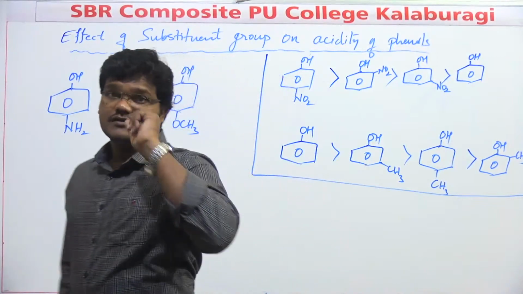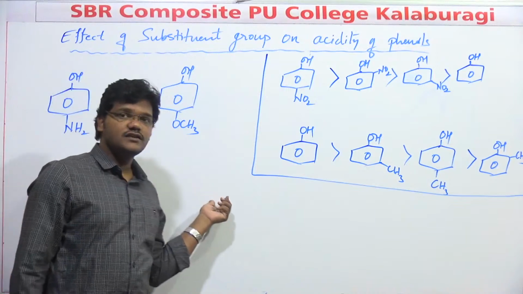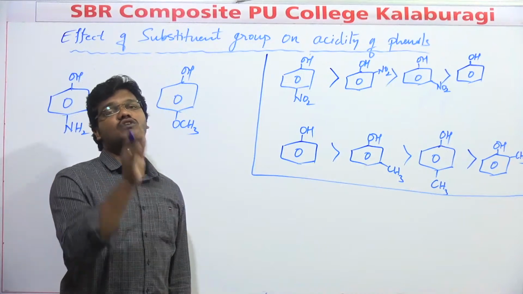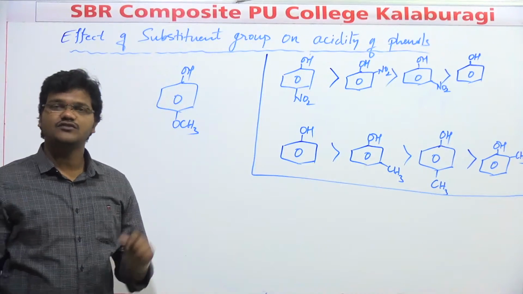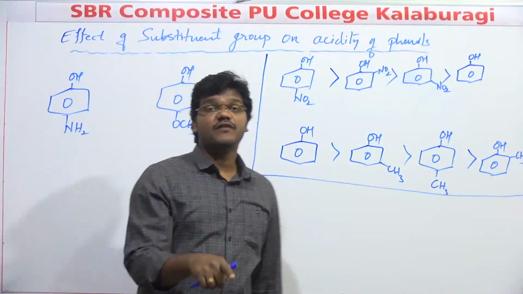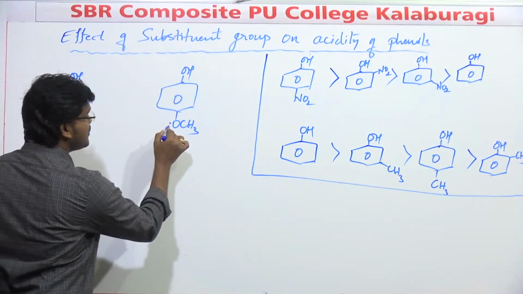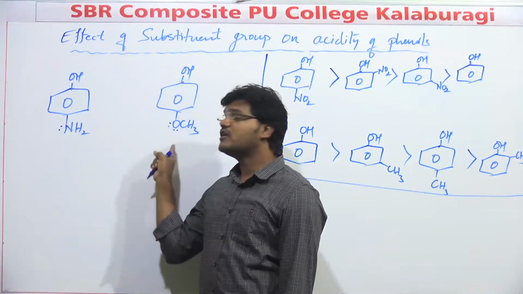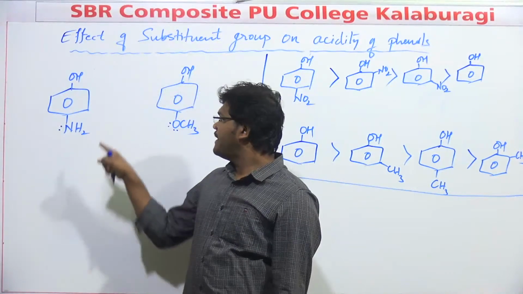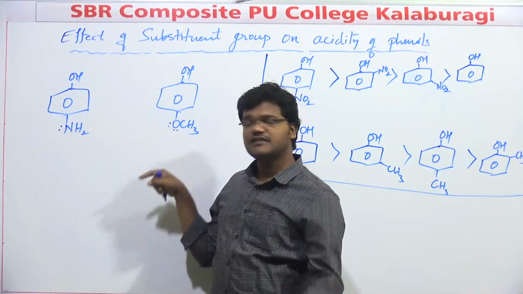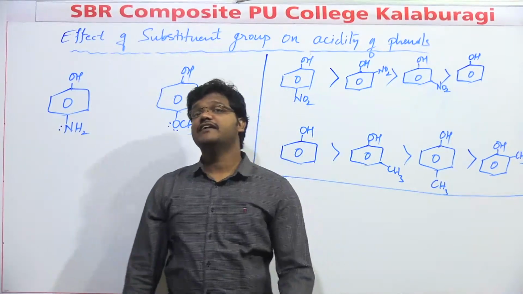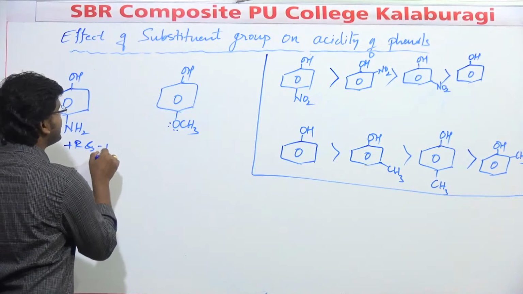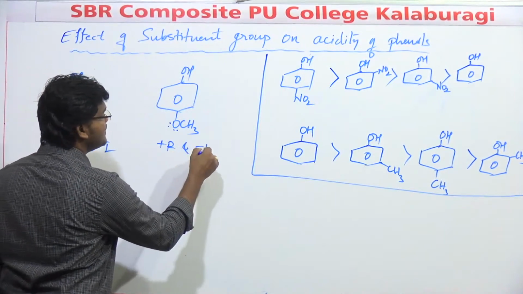In this case, both the NH2 group and the OCH3 group will show a resonance effect. At the same time, they also show a negative inductive effect. They show resonance because nitrogen and oxygen have lone pairs of electrons, so they are involved in resonance. At the same time, nitrogen and oxygen are electronegative, so they will also have a negative inductive effect. So they will show positive resonance and negative inductive effect. Correct?